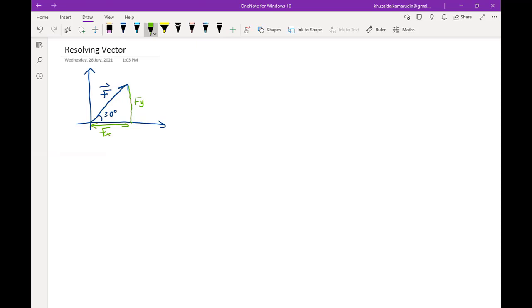Actually we will resolve by using trigonometry. So trigonometry, you have a triangle with the angle over here, and then this one is the hypotenuse, opposite, adjacent. If you still remember, you have equation sine theta equals opposite divided by hypotenuse, cos theta equals adjacent divided by hypotenuse. Ini yang biasa dihafal lah.